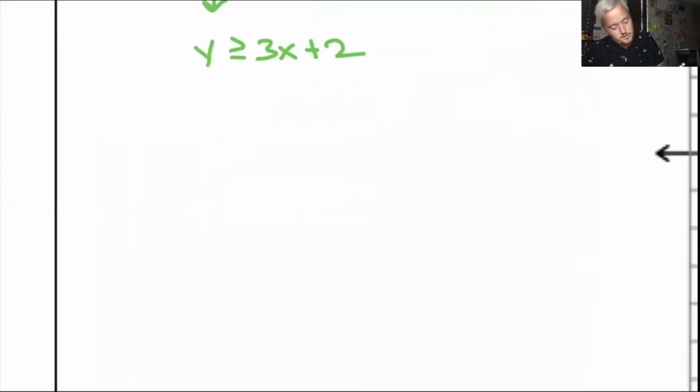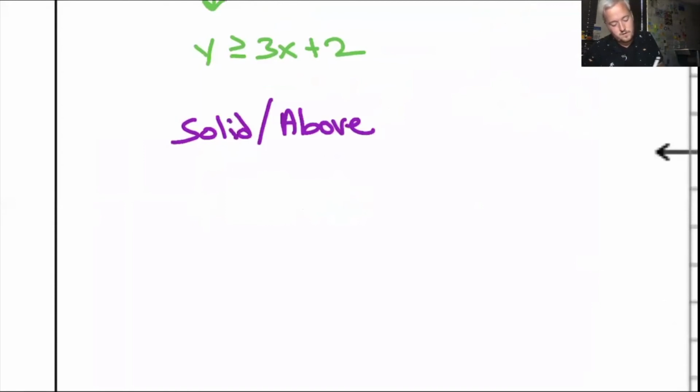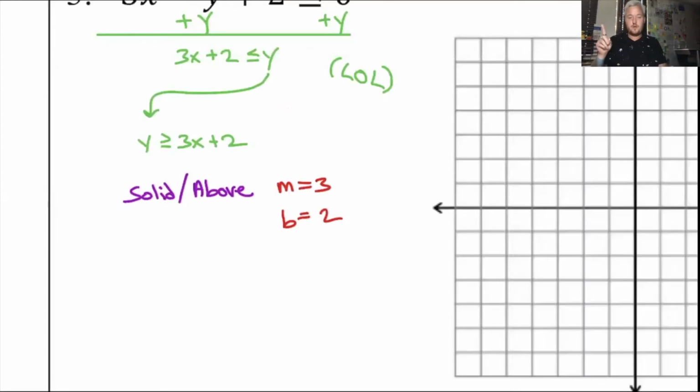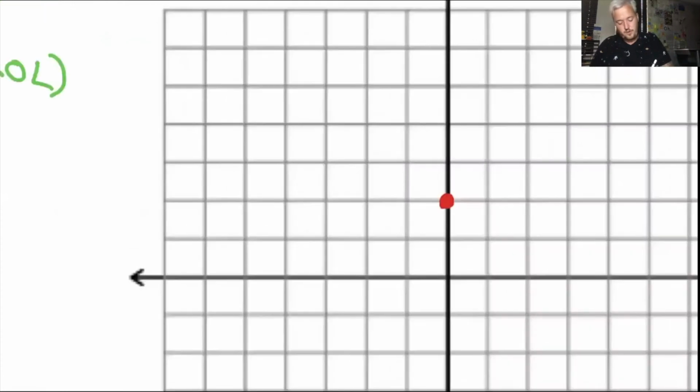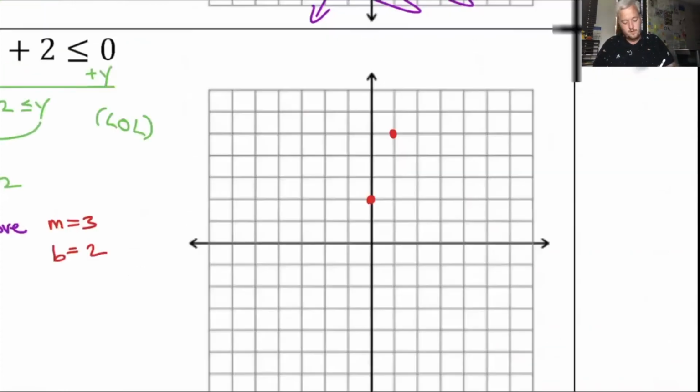So in this case, we have a solid line, and it's going to be shaded above because it's greater than. All right, so our m value here is 3, the b value is 2. So I'm going to start at 2 and then go up 3, right 1. So start at 2, go up 3, right 1. So I'm going to go down 3, left 1.